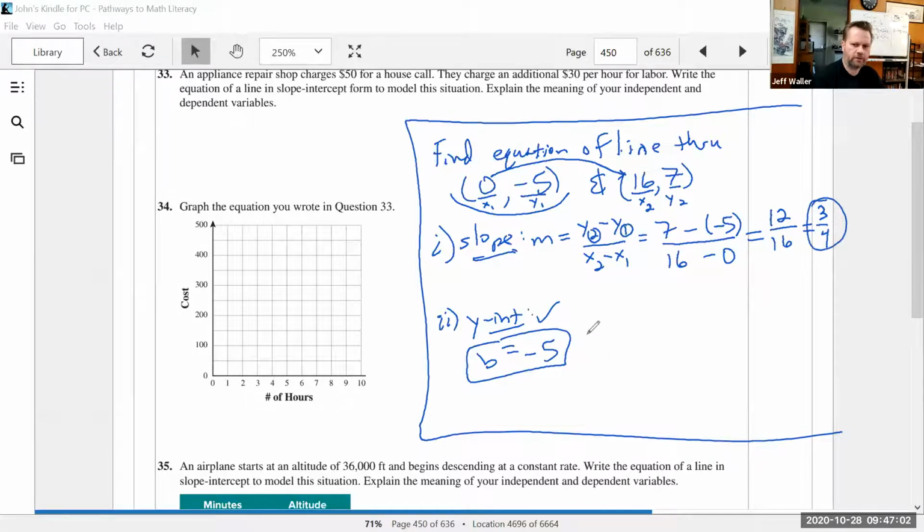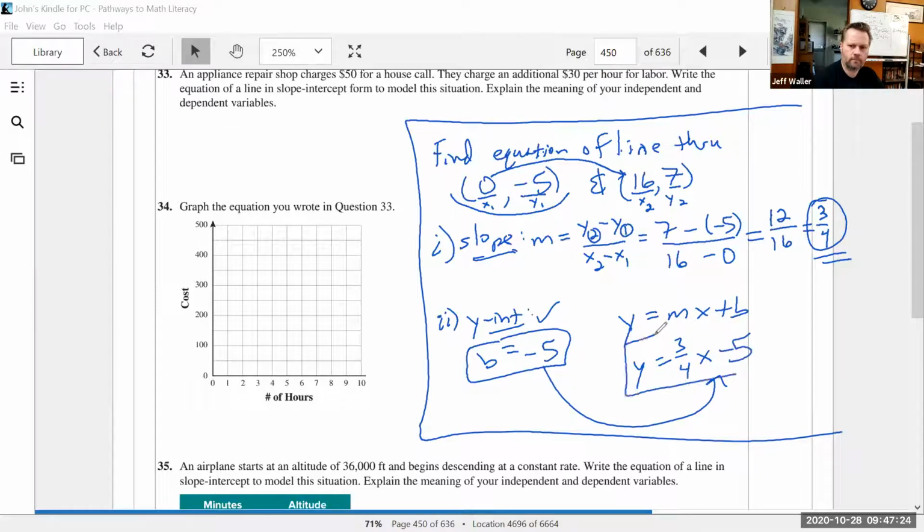3/4. Let's use 3/4. So then the equation is going to be m, which is 3/4, times x plus, well, it's actually minus, since it's a -5. So if I want to check this, that's our answer. If I put a 16 in, I'm supposed to get a 7 out. So let me put a 16 in.